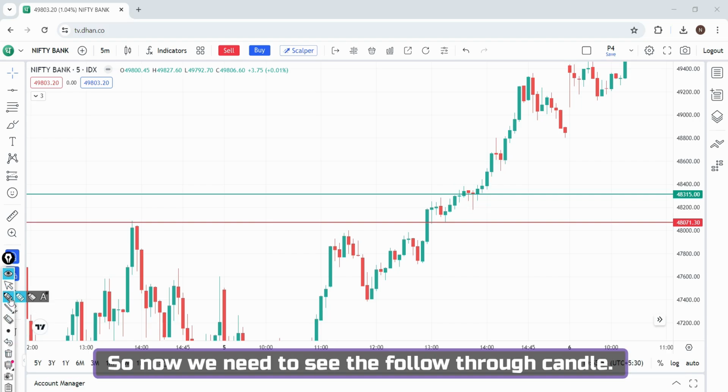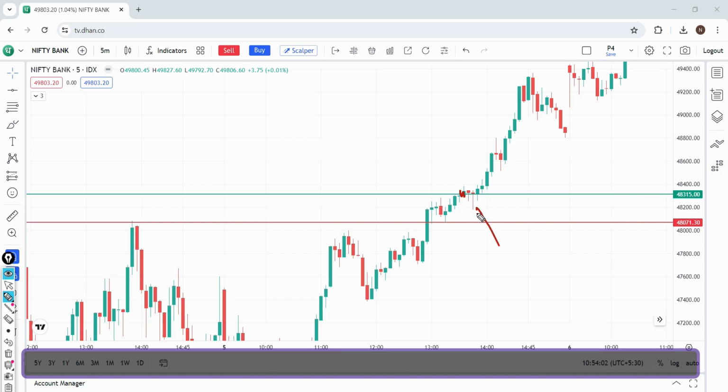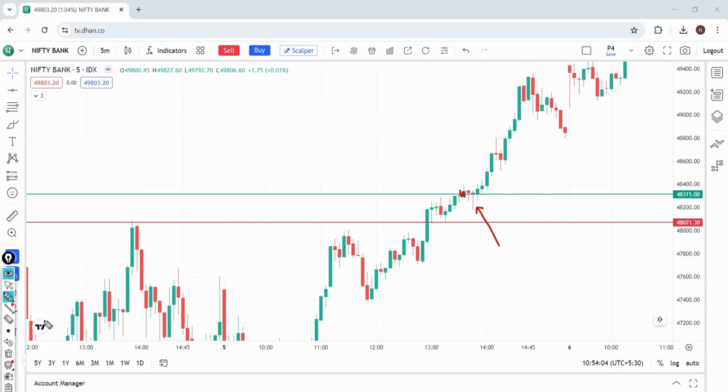So now we need to see the follow through candles. What's happening? Price is sideways. One attempt of downside forming a wick. Now my simple understanding is very clear. Price tried to come down, reversed, and closed above my entry level 48,315. No tension. Simple rule: if price comes below this, the bulls will give up, because from here the bulls rejected. If they come below it again, they will give up.